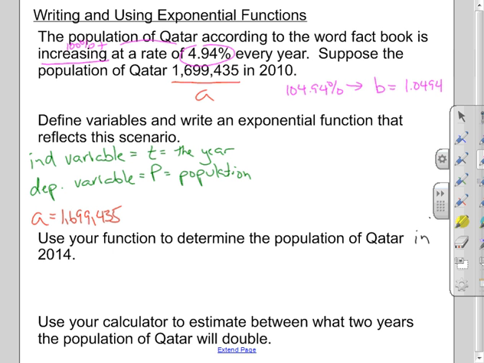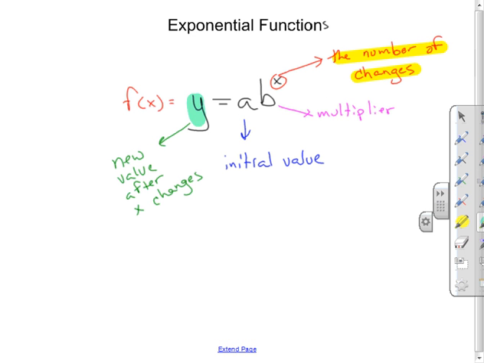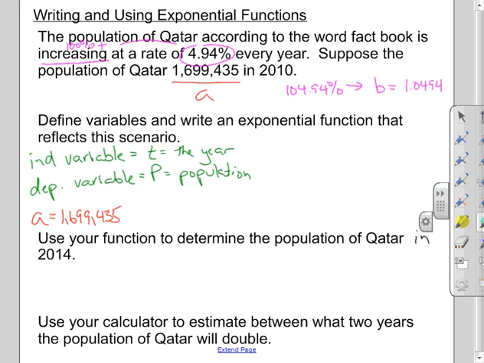Okay, so what does that leave me for my function here? I'm not going to really use y and x. If you notice, generally we talk about y and x, but in a specific word problem, I'm going to be using t and P. And just to review, the independent variable is your x, and the dependent variable is your y. So this will give me P of t equals 1,699,435 times 1.0494. Okay, now the moment of truth for the exponent.